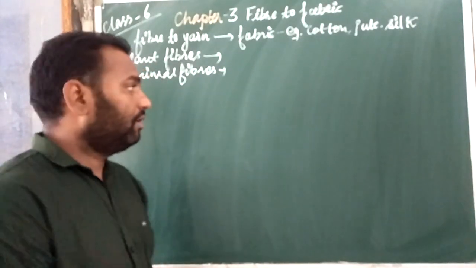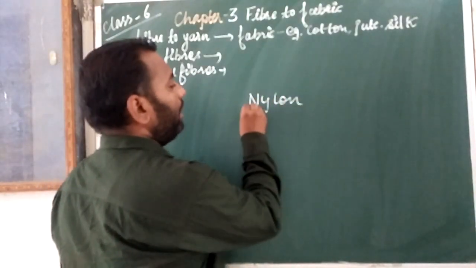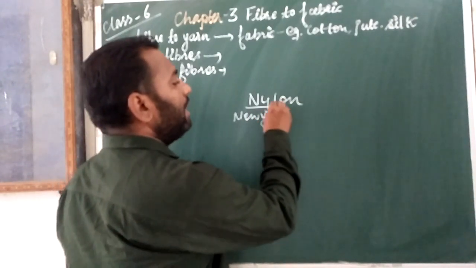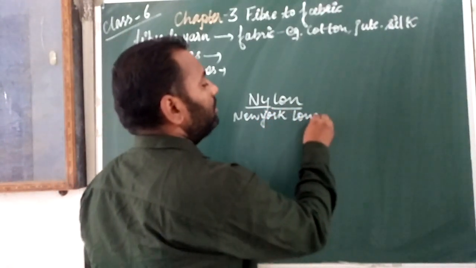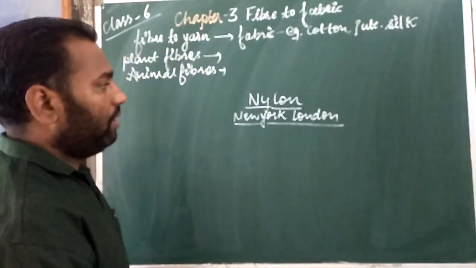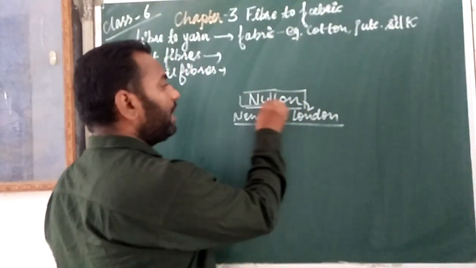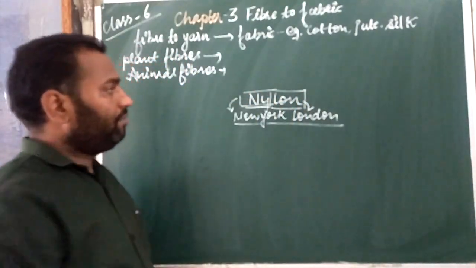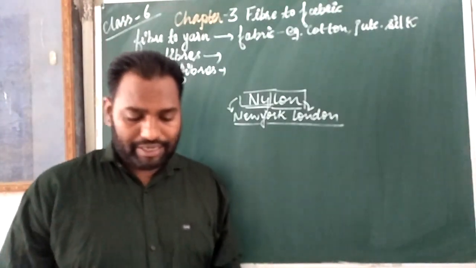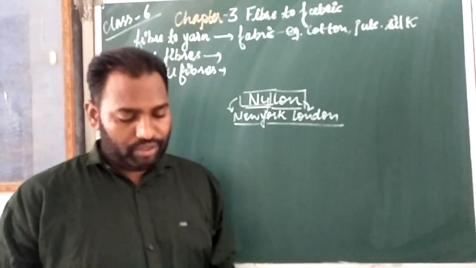Nylon is a name. Nylon means New York, and its LON is from London. It means this type of synthetic fiber first came from New York and London. That's why we get the name nylon. Okay, so nylon, rayon, polyester, acrylic are some examples of synthetic fibers.